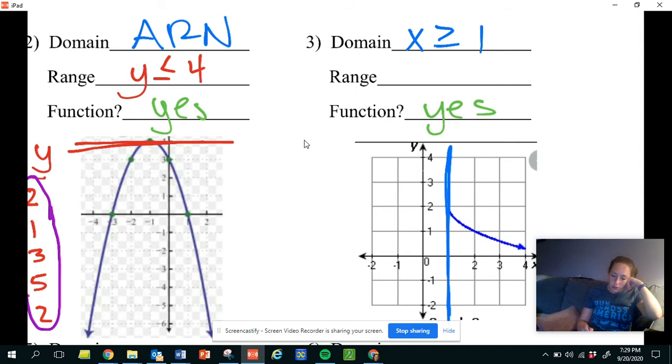For y's, I'm looking for upper or lower boundaries. It goes down forever, but it's never going to go above this point on the y-axis. It's never going to go above 2. And all of the points are below that, so I'm going to say y is less than or equal to 2. Okay.